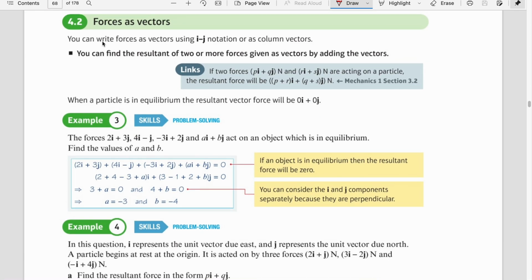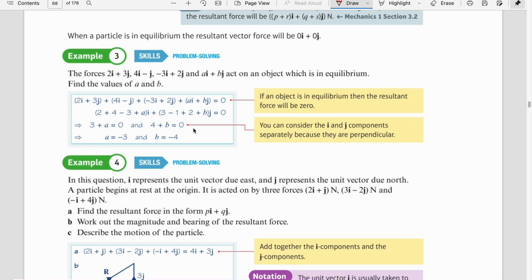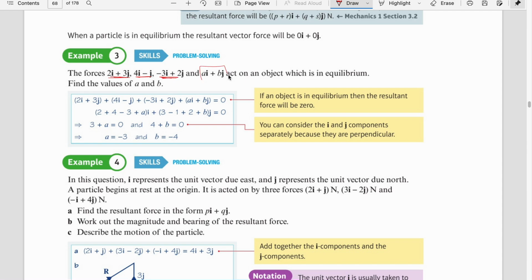Forces and vectors, exactly like the one we covered in chapter 3. For example, we are given forces 1, 2, 3 and Ai plus Bj acting on an object which is in equilibrium. So we have 4 of these forces. If that is in equilibrium, that means the net force would be equal to 0. So we just add these and equate it with 0.